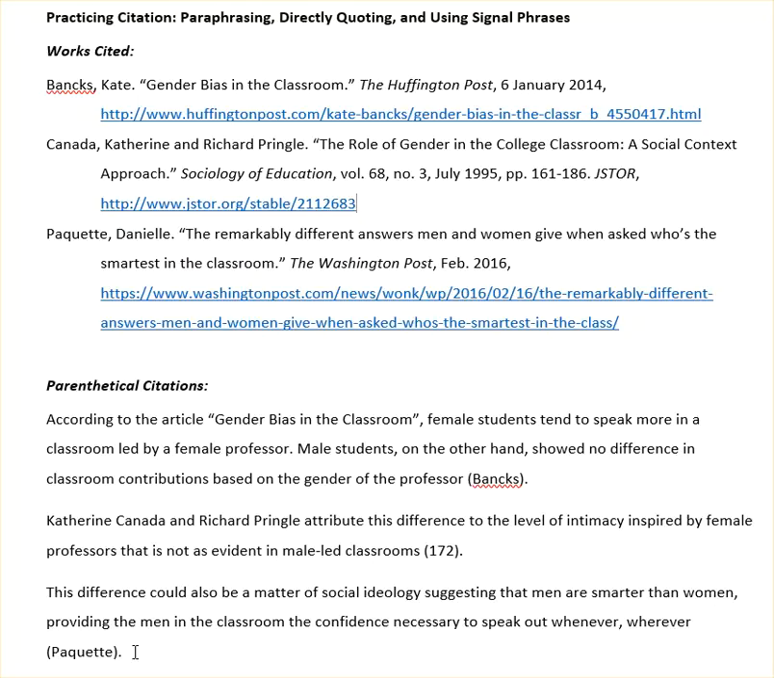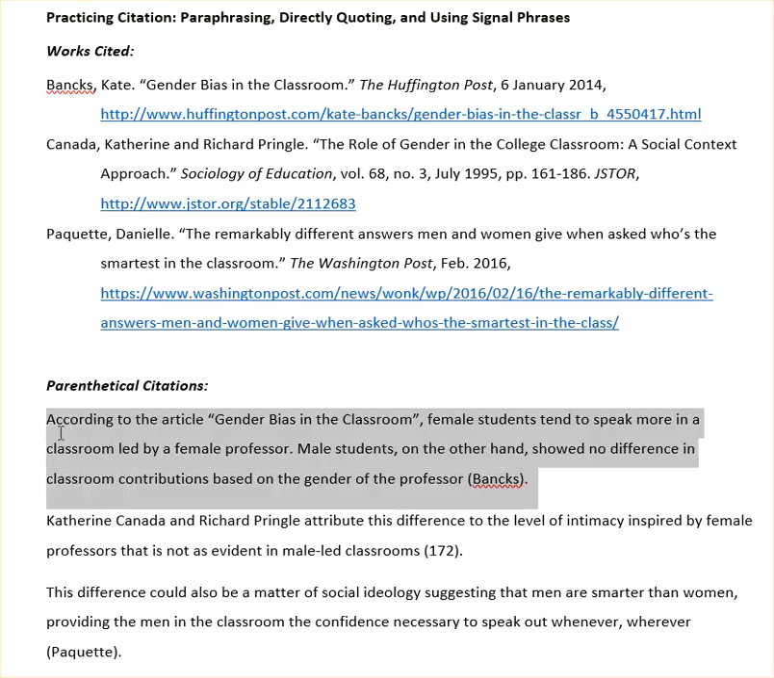So this sentence right here says this difference could also be a matter of social ideology, suggesting that men are smarter than women, providing the men in the classroom the confidence necessary to speak out whenever, wherever. Then, of course, I have my parenthetical citation, which is the first element of my citation, inside parentheses. I also want to note here that if you look at all of my citations, the period goes outside the parenthetical citation. It does not go before the parenthetical, nor does it go inside the parenthetical.